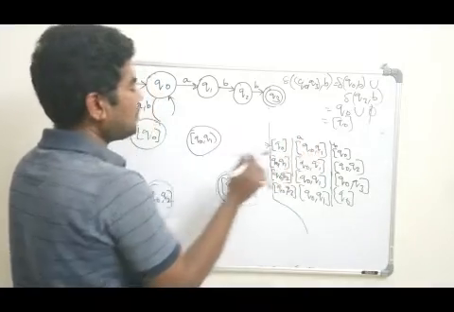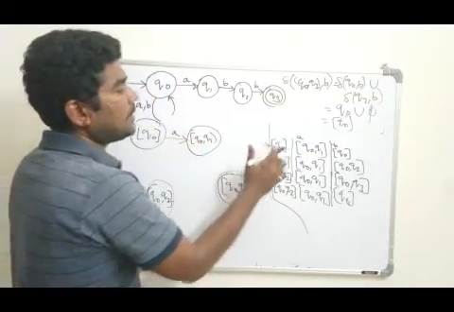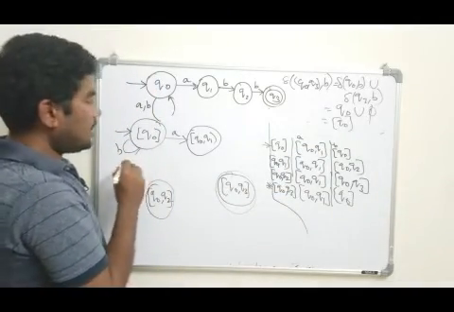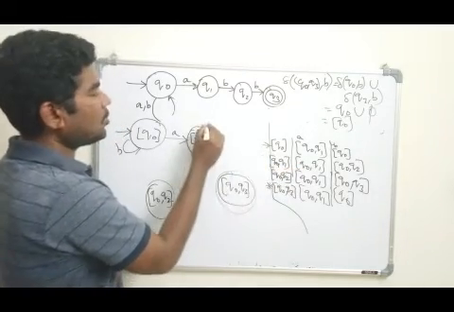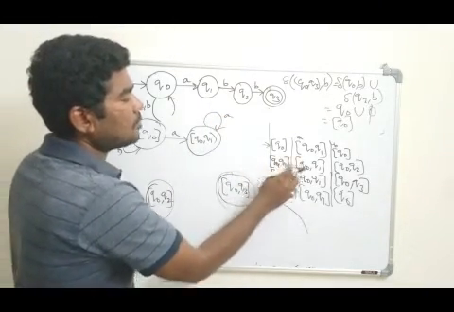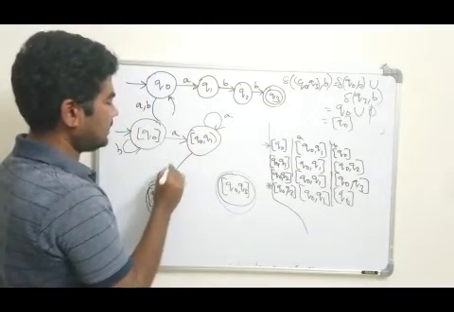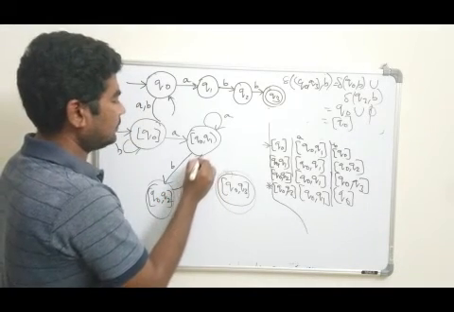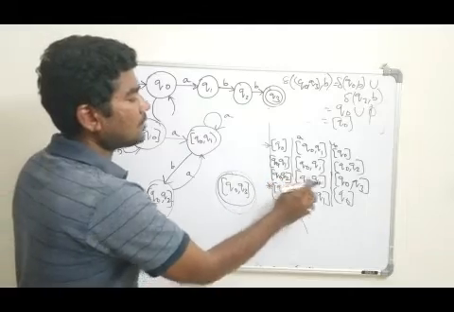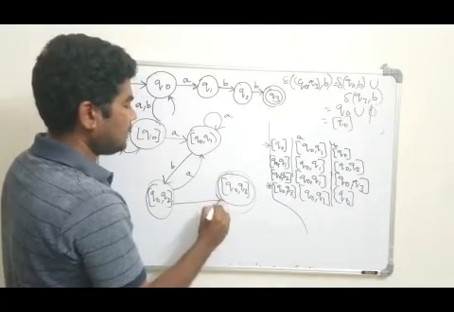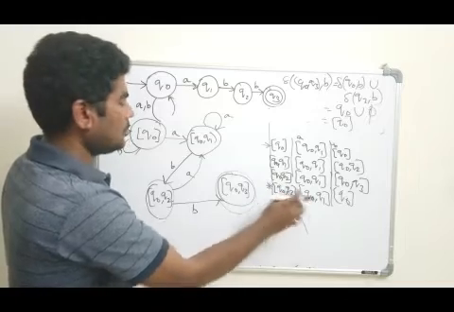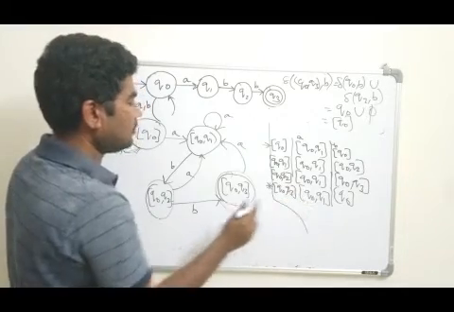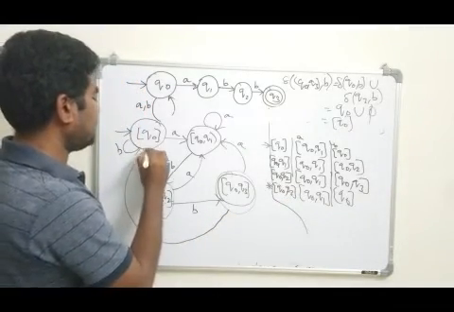Now you just join them. From q0 on input A, it goes to q0 q1. Then q0 goes to q0 itself on input B. Then q0 q1 to q0 q1 itself on A. Then q0 q1 to q0 q2 on B. Then q0 q2 to q0 q1 on A. Then q0 q2 to q0 q3 on B. Then q0 q3 to q0 q1 on A. Then q0 q3 to q0 on B.